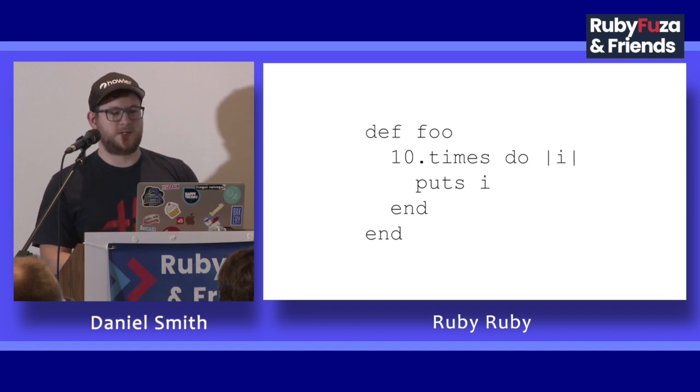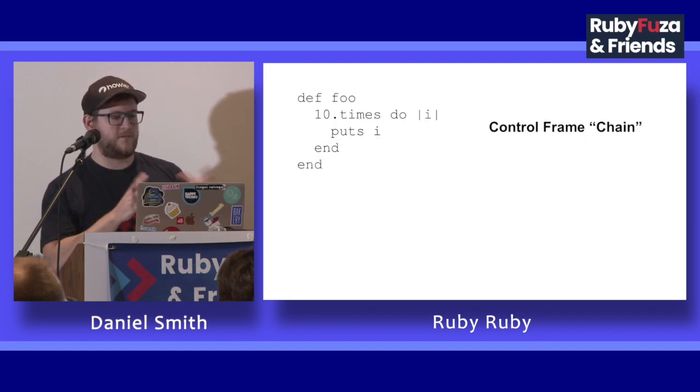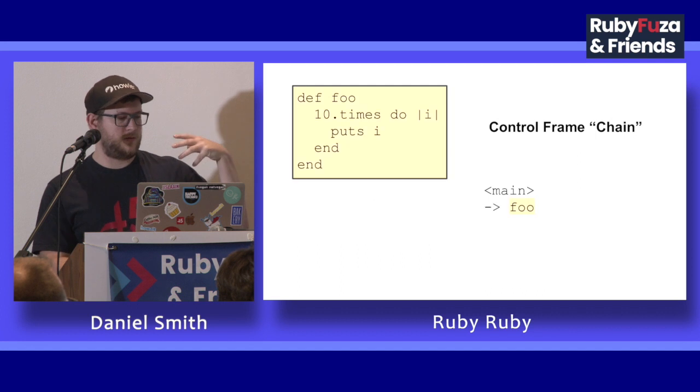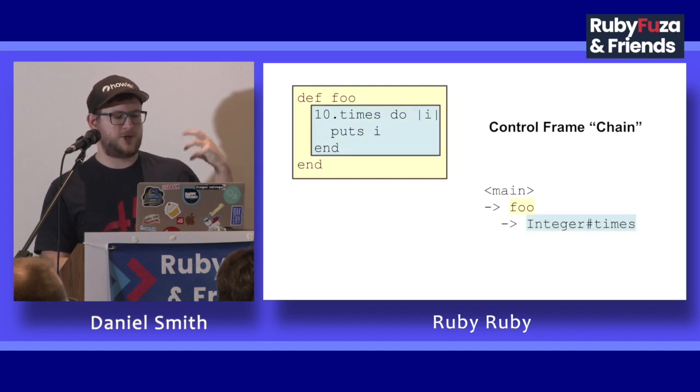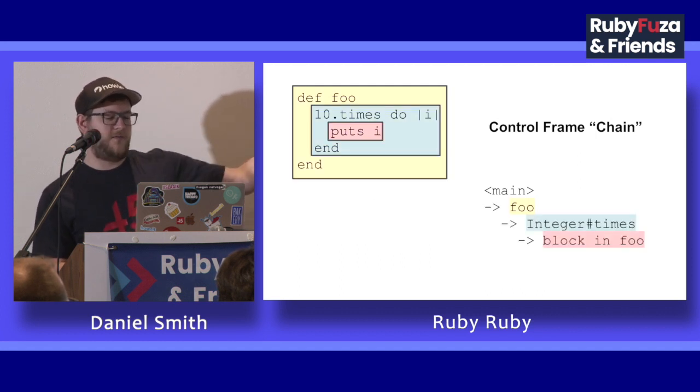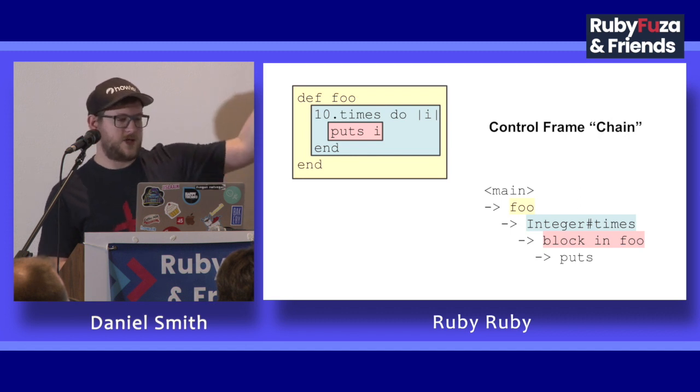So, let's have a look at this little piece of code over here. We've got sort of like a control frame chain. Main calls foo, and then foo calls Integer#times, and then Integer#times calls a block in foo, and then that calls puts. And each time it does that, it creates a new control frame.